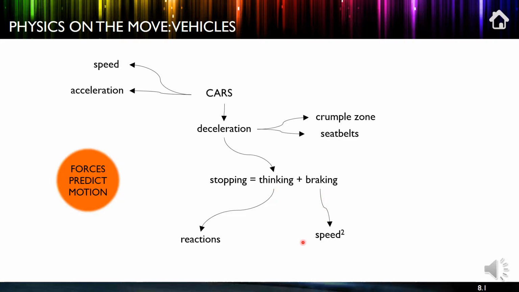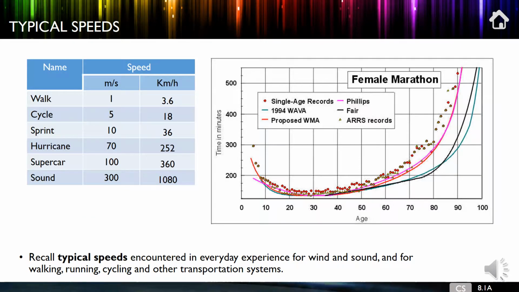Now braking is related to speed squared, because it's fundamentally about energy. You're getting rid of kinetic energy, and you need a force to do that, and your braking force is constant. But if you double your speed, you actually quadruple your energy. So it's slightly against common sense, and that's why the driving test really tries to emphasize that to you.